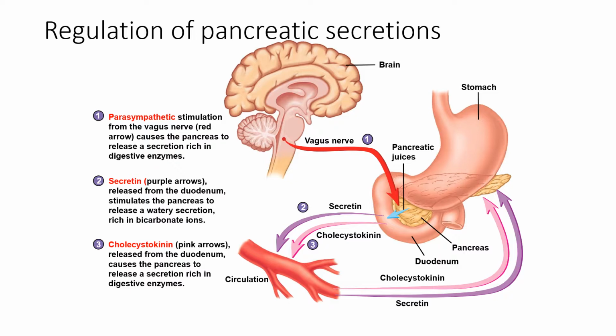Stimulation of pancreatic secretions takes place via the vagus nerve, parasympathetic stimulation, which causes secretion of digestive enzymes. Secretin, on the other hand, which is one of the hormones secreted by the small intestine, is going to stimulate the pancreas into secreting a buffer of bicarbonate ions. Cholecystokinin will also stimulate the pancreas into secreting digestive enzymes.